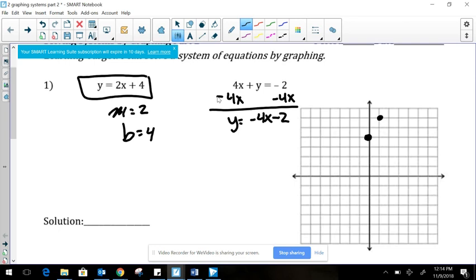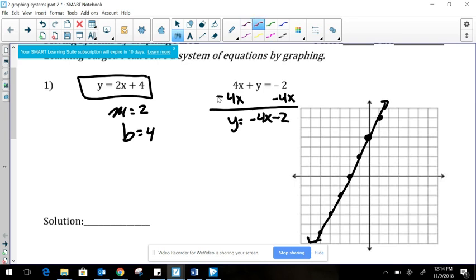And then I need to fill my graph. So I'm going to have to do the exact opposite. So down 2, left 1, down 2, left 1. Keep going until you fill your graph. Okay, so that's my first line.